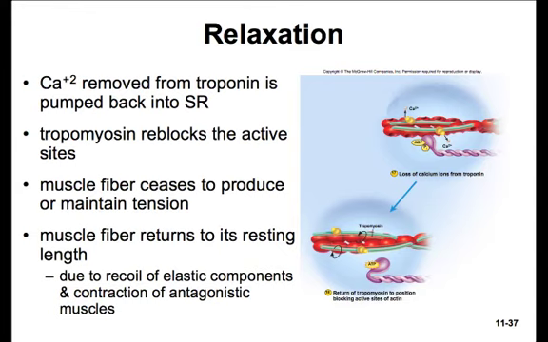Part of this return is due to the recoil of the elastic components of contraction, as well as contraction of the antagonistic muscle. So your biceps muscle won't achieve full length until your triceps actually works to extend your arm.